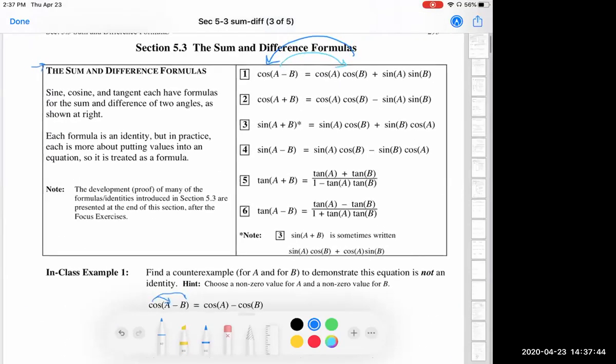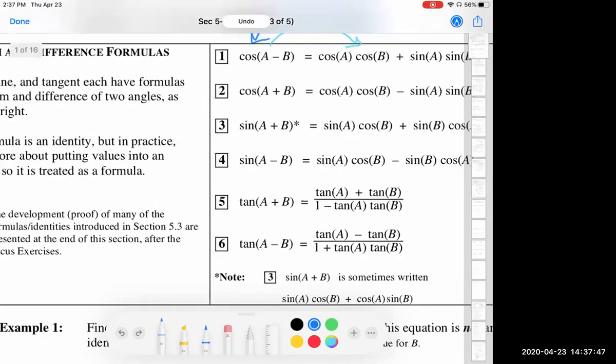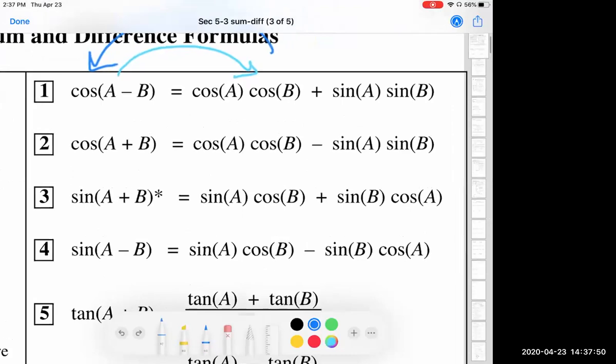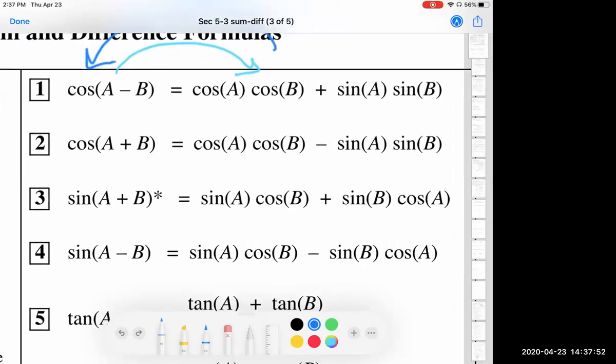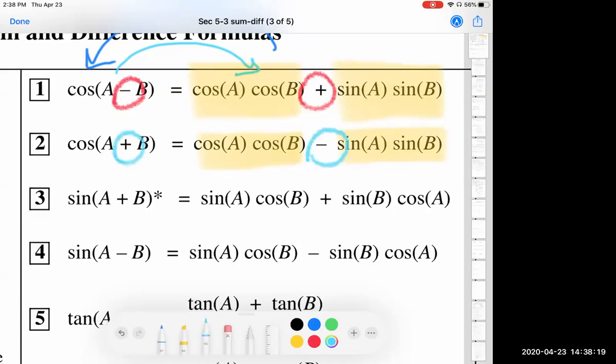Okay, so in class example 2, discuss similar and distinct features between the formulas. We can do that here. It's just a matter of taking a moment to look at them, see how they're different and how they're alike. Let's focus on the first two, the cosine ones. They look pretty similar. They have cosine of A, cosine of B, cosine of A, cosine of B, sine of A, sine of B, sine of A, sine of B. But what's different? When I have a minus in the argument, it's a plus on the other side. When I have a plus in my cosine, in my extended form, I have a minus. So that's something we keep track of, right?